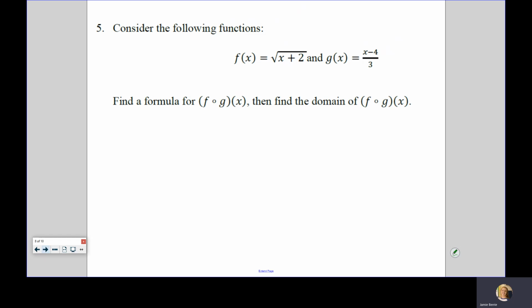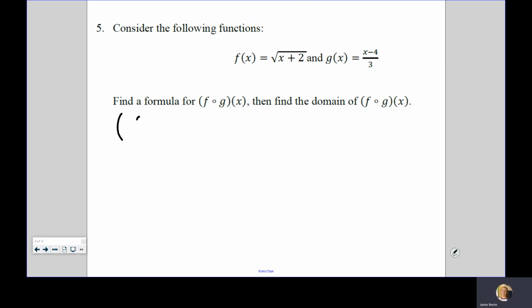I took this one straight off of the homework. So you may see this exact same example. You may have slightly different numbers. It says find a formula for f composed with g of x, and then find the domain of f composed with g of x. Okay. So let's get started.